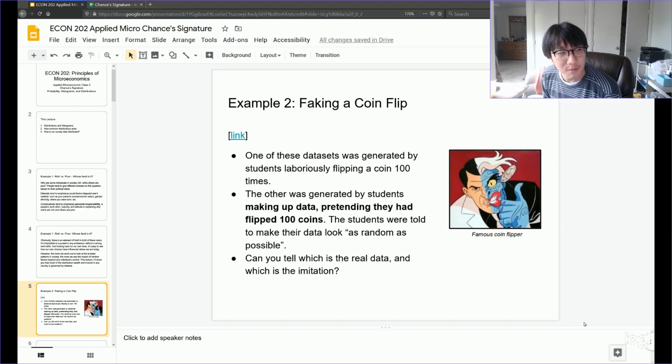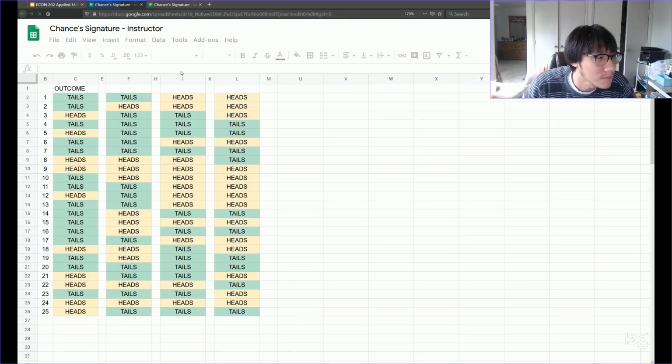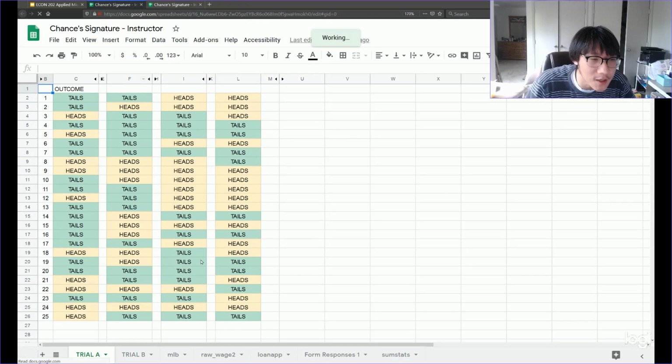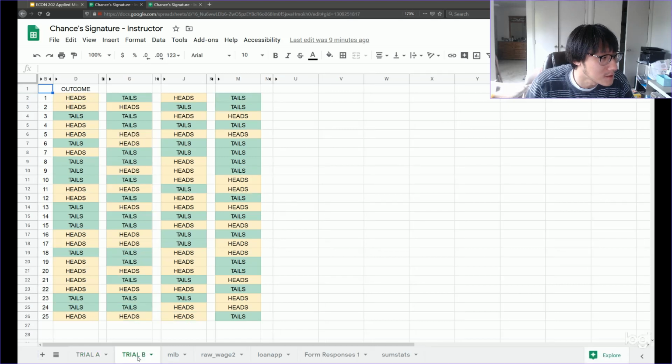Now let me move on to the second example. This example involves flipping a bunch of coins and determining which is the real randomness and which is the fake randomness. So let me show you some data. Here I have some data. It's 100 flips of a coin, and in fact, I have two such data sets. This is trial A. Have a look at this. This is trial B. And this is simply 100 flips of a coin.